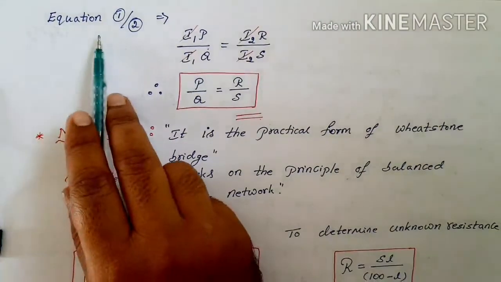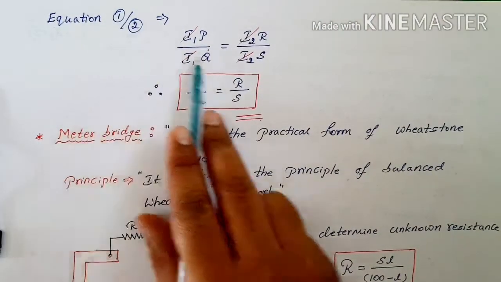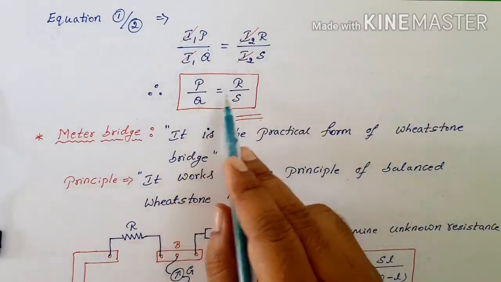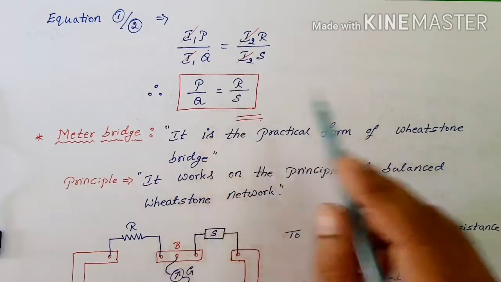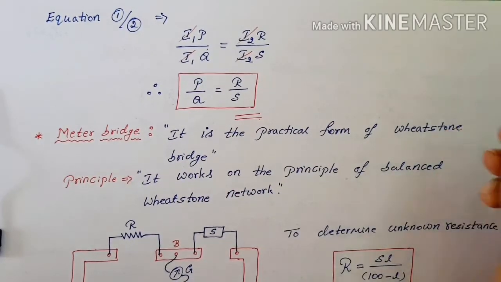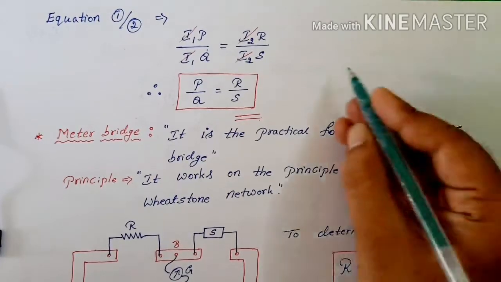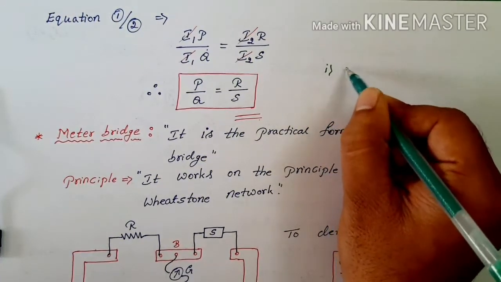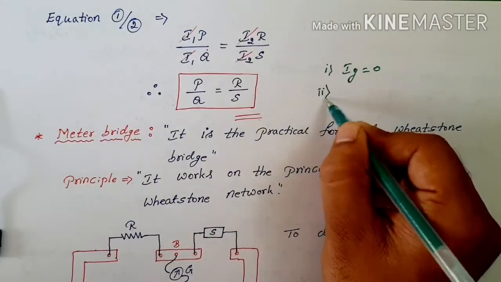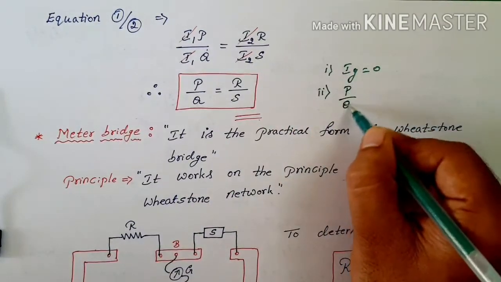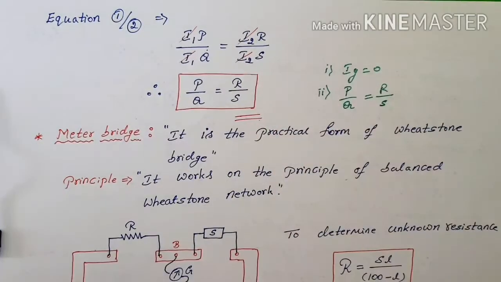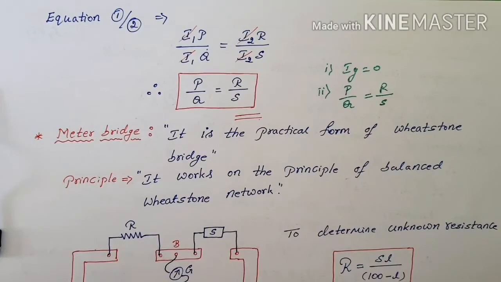Equation 1 by 2. When you do equation 1 divided by 2, the I1 term gets cancelled, I2 gets cancelled, and you will get P by Q equals R by S. This is the balancing condition of the Wheatstone network. So when asked to mention the balancing condition of the Wheatstone network, first point you should tell that Ig is equal to 0, and the second point, P by Q is equal to R by S. This is the proof. Very, very important.